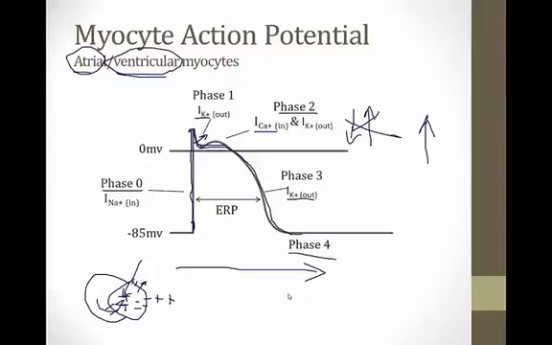And it's very important you understand the ions involved in each phase. So phase 0 occurs because sodium rushes into the cell. Sodium is positively charged, so it increases the voltage across the membrane. Phase 1 occurs because potassium leaks out of the cell. Potassium is positive, so when it leaves the cell, that makes the voltage more negative. Phase 2 is a plateau phase where calcium and potassium are balancing each other. And then phase 3 is a negative phase where potassium is leaving the cell, driving the voltage back down to phase 4.